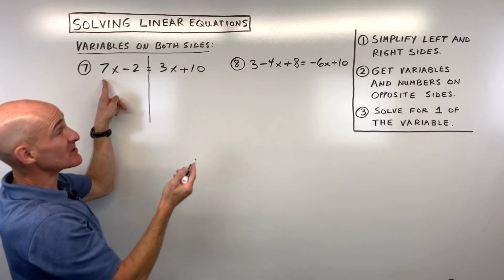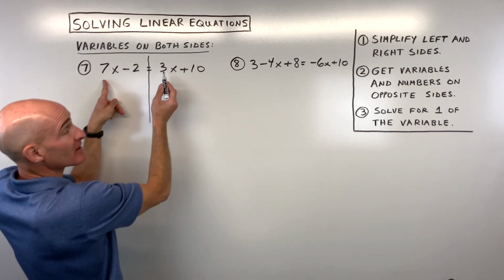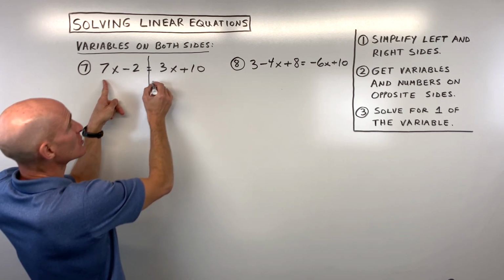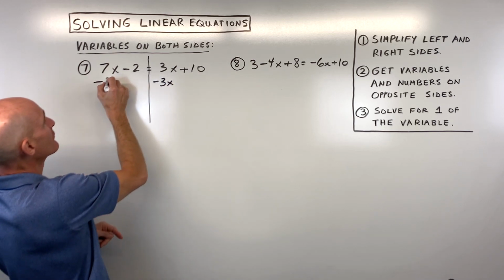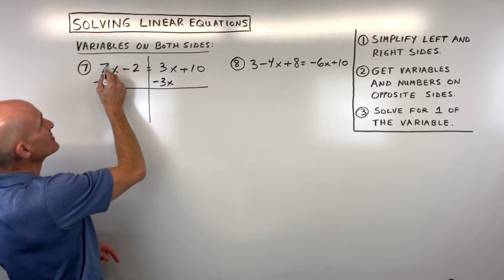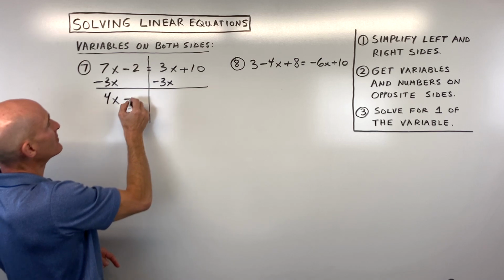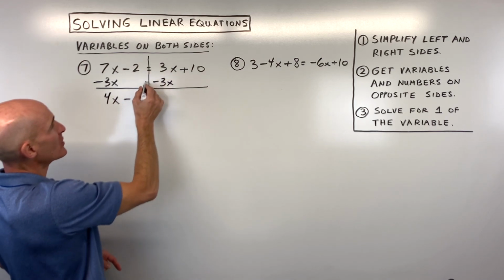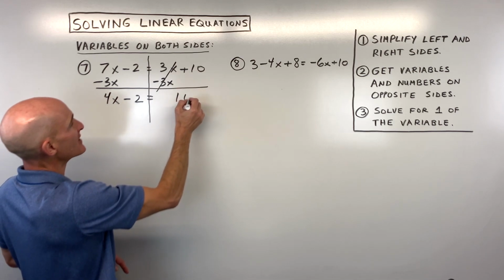By doing the opposite. This is like a positive 3x, which is a plus, like addition, okay, plus 3x. So we're going to do the opposite. We're going to subtract 3x. If I subtract 3x from the right side, I have to subtract 3x from the left side. So now 7x minus 3x is 4x. I'm going to bring down the minus 2. Keep our equal signs lined up. 3x minus 3x is 0. And I'm going to bring down the 10.